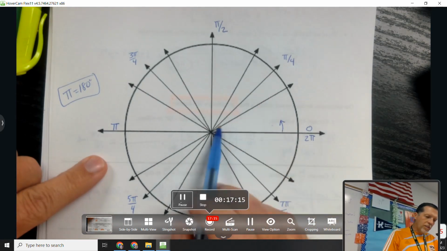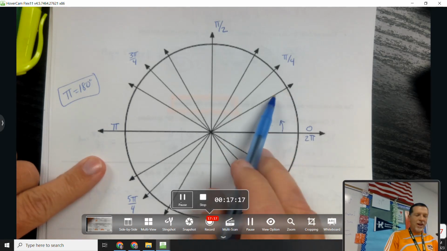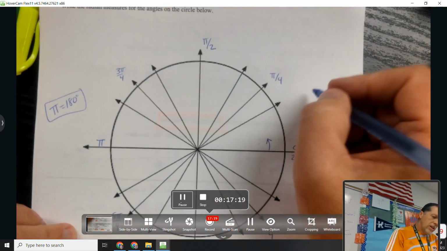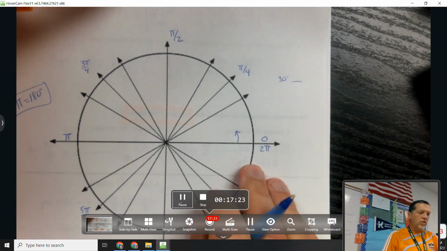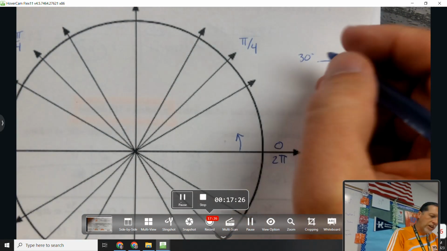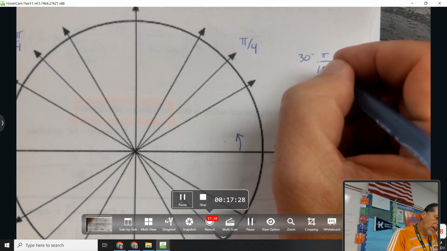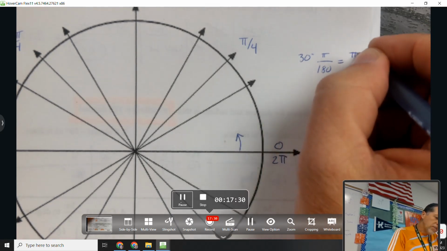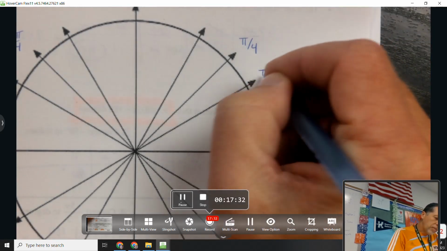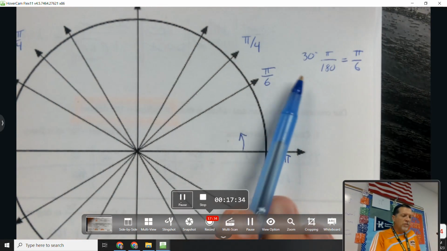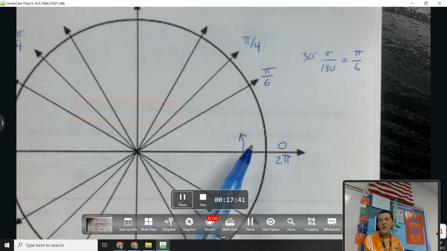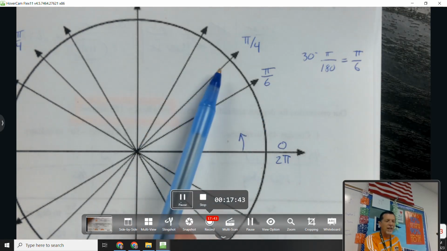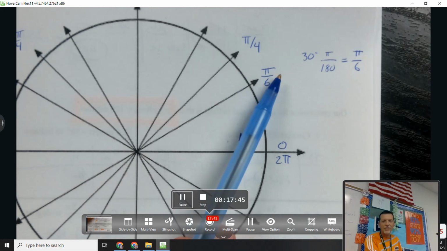Alright, this first one is probably the trickiest. After that we can count our way around. 30 degrees, I'm going to just do the conversion out here to the side, is pi over 6. Now you can do the conversion for every spot on the graph, but that's like 16 conversions. So there's got to be a better way than just multiplying by pi over 180 every time around.